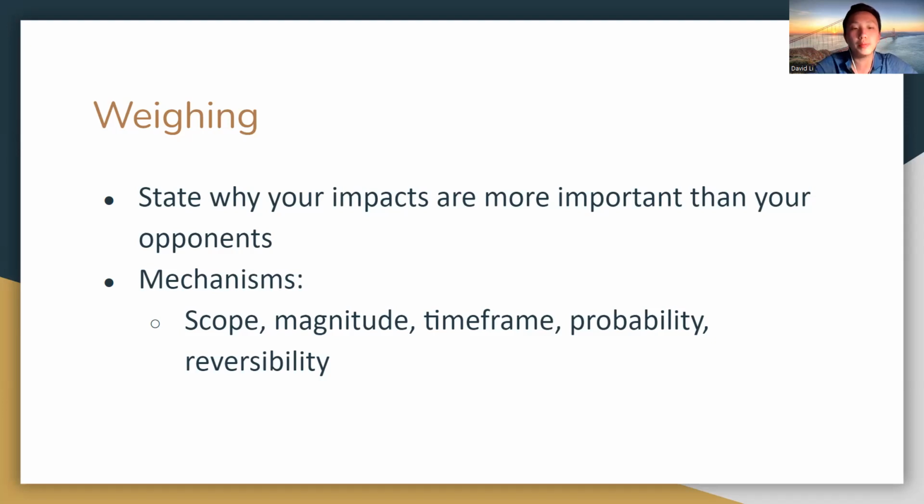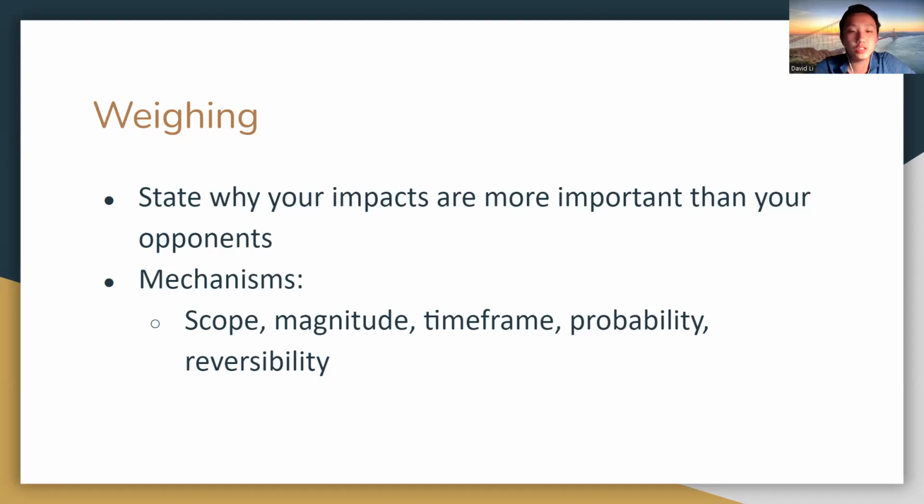Next is pretty similar to scope. That's what we like to call magnitude. Magnitude is just the sheer number of people that your impact affects. For example, let's say my opponent's impact affects 100,000 people, but my impact affects 5 million people. Obviously, my impact would outweigh on magnitude because I'm affecting more people in total.